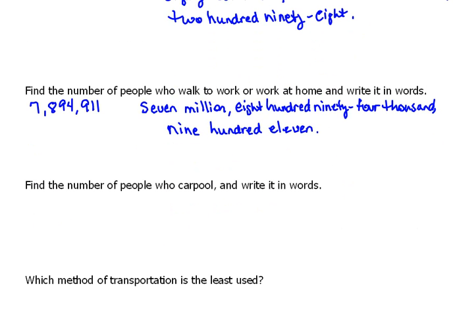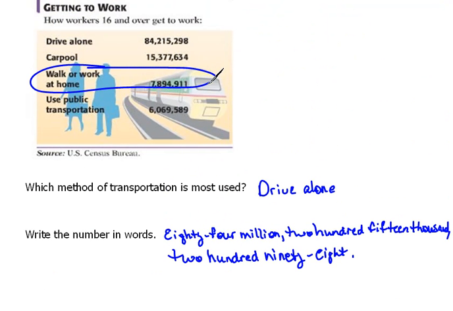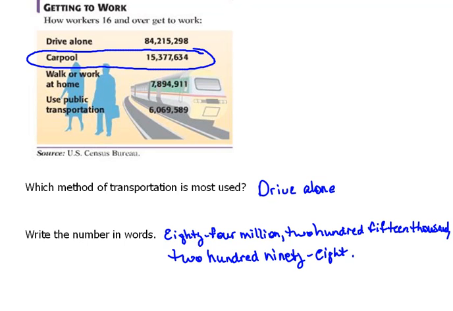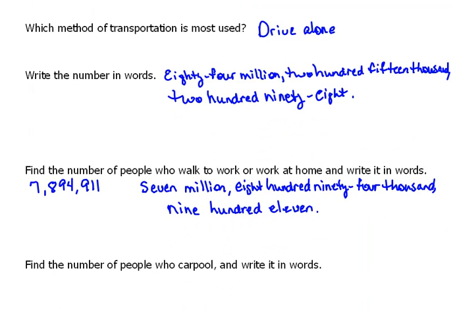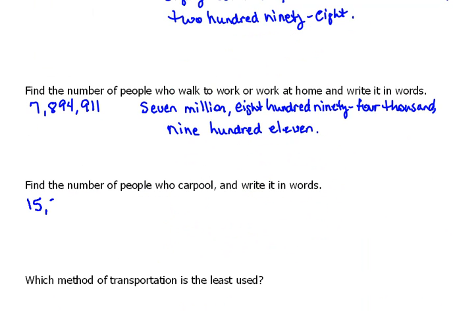The next question says, find the number of people who carpool and write it in words. Okay, so for carpooling, let me erase this one off here because we're done with that one. For carpooling, we're talking about these people right here. So that number would be 15,377,634. So I'm going to write that number out. 15,377,634. Oh, my pen is not working so wonderfully today, is it? There we go.